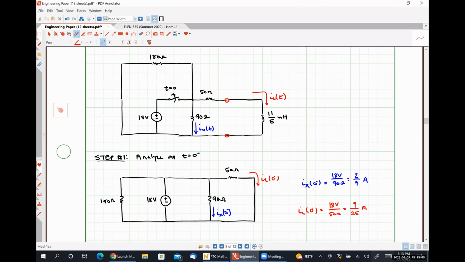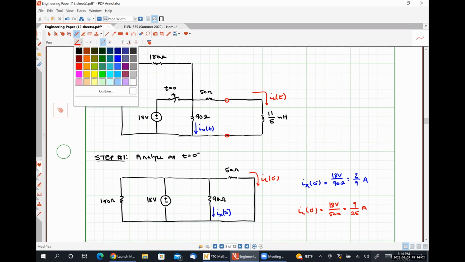All right, so how do we feel about the analysis that we did at t equals 0 minus? Anybody have any questions, problems, or anything like that? All right, so let's look at the circuit at 0 plus now.